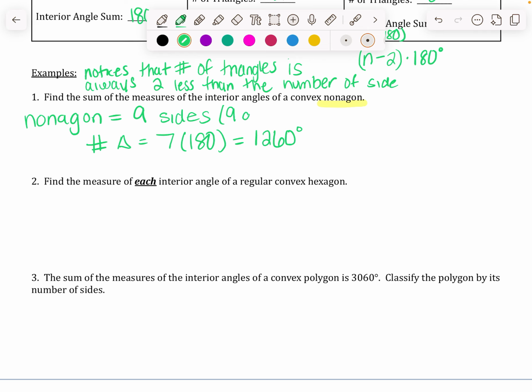So there are 1,260 degrees total if you added up all 9 angles, because if there's 9 sides, that means that there's also 9 angles. And the 9 angles are going to add up to 1,260 degrees. So the number of triangles, that's the n minus 2 part. So you're taking the number of sides, minus 2, that means there's 7 triangles inside, and then times 180 degrees for each triangle gives us the total.